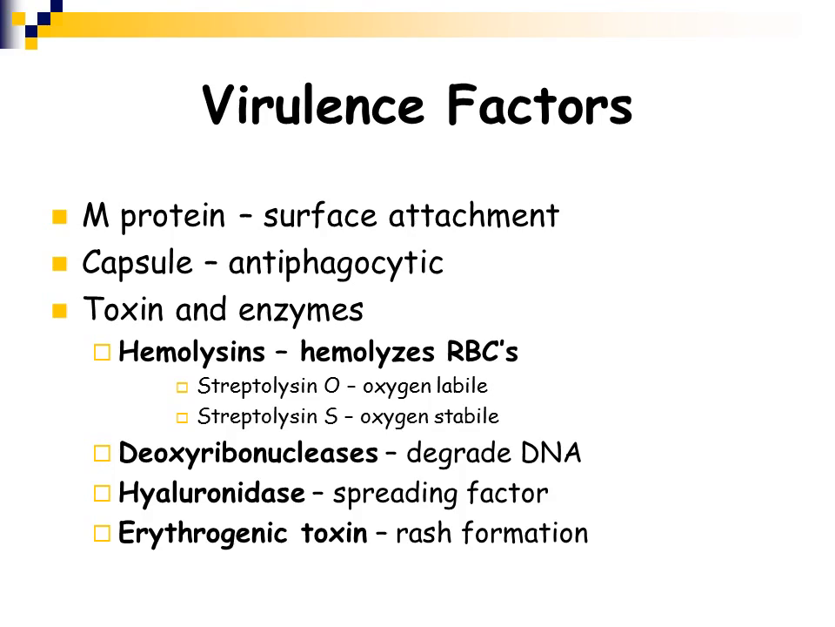It has very specific toxins and enzymes that it can produce, such as hemolysins, which will hemolyze red blood cells, deoxyribonucleases, which will degrade DNA, and hyaluronidase, which we already mentioned with Staphylococcus aureus, known as spreading factor, that allows the organism to spread through the tissues. It also can form an erythrogenic toxin, which will produce a rash in patients infected with strains that produce this toxin.